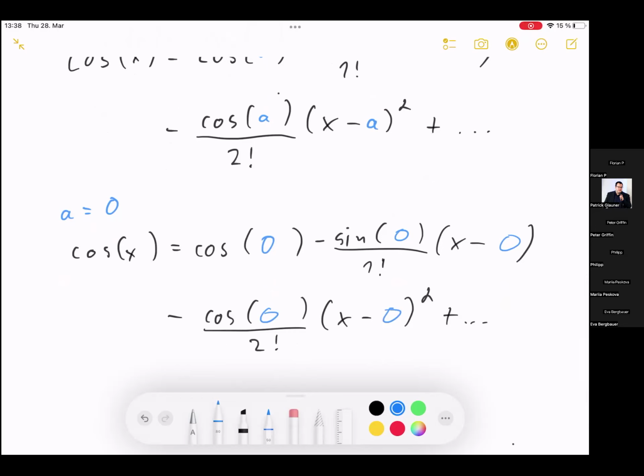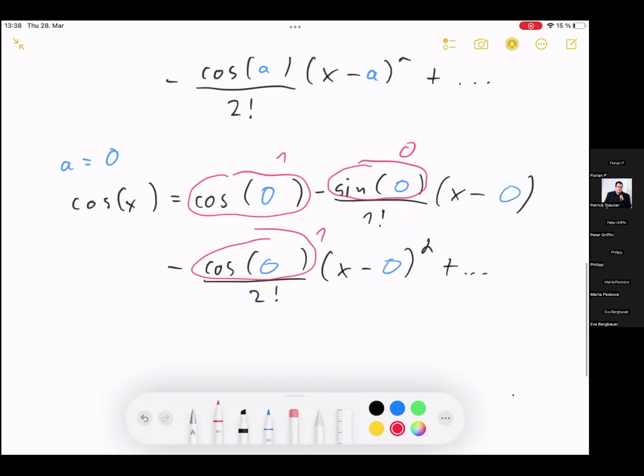And now we can try to simplify this. Because we know that cosine at 0, so this one here is 1. Sine at 0 is 0. This one is also 1. And we can try to simplify this now. So we can say that this is 1 minus, this part is 0. So all of this up here is just 0 because I put a 0 in the numerator.